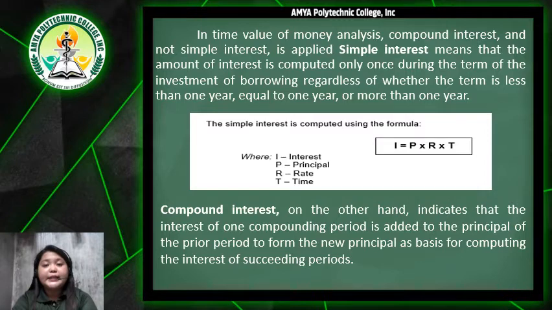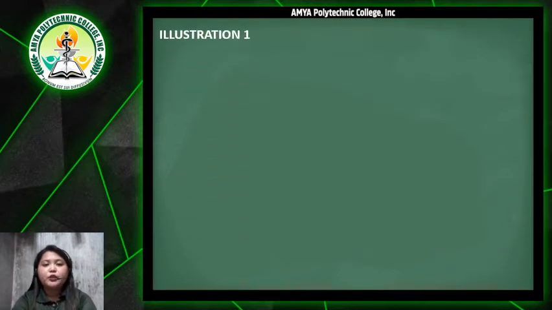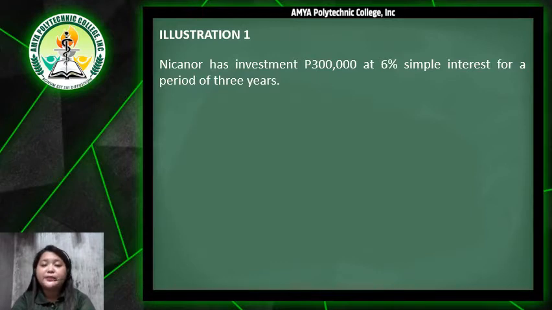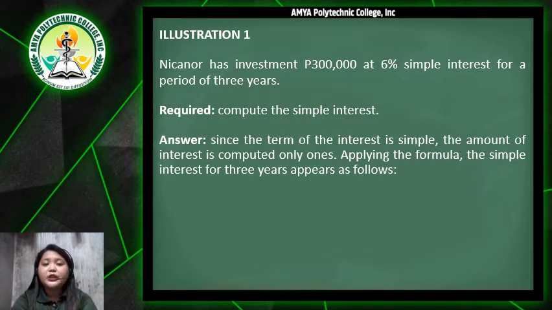So we have here an example illustration or problem. Illustration 1: Nicanor has an investment of 300,000 pesos at 6% simple interest for a period of 3 years. What we are going to do is compute the simple interest. Since the term of the interest is simple, the amount of interest is computed only once. Again, if the term of the interest is simple, the amount of interest is computed only once. Applying the formula, the simple interest for 3 years appears as follows.